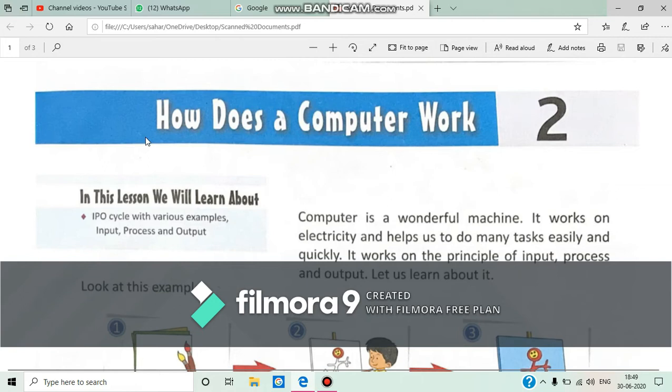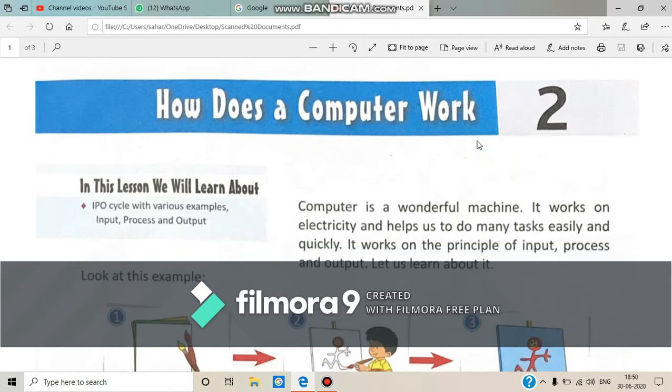Going to start a new computer chapter, which is how does a computer work. So in our previous lesson we have learned about the different parts of a computer, right? Now we will learn how does a computer work.